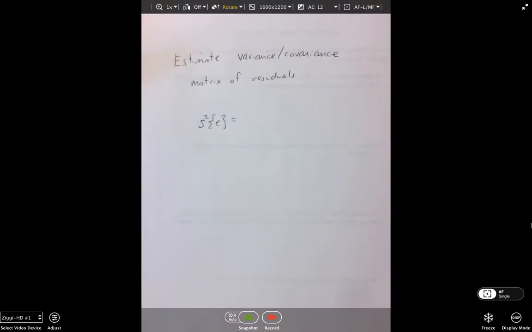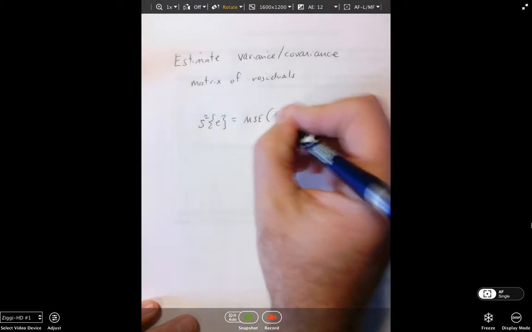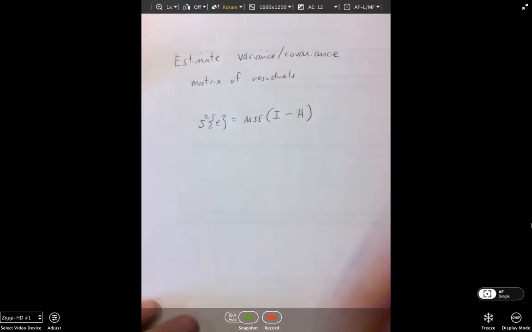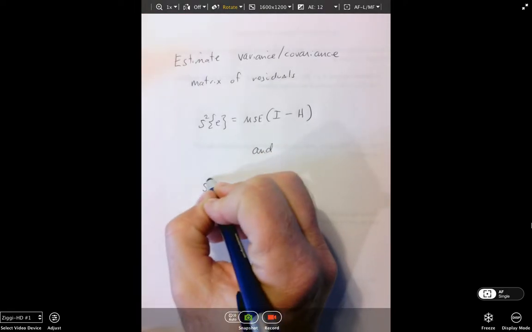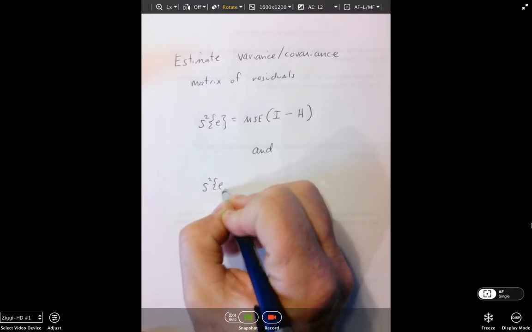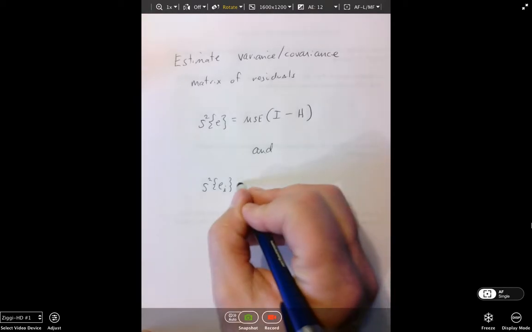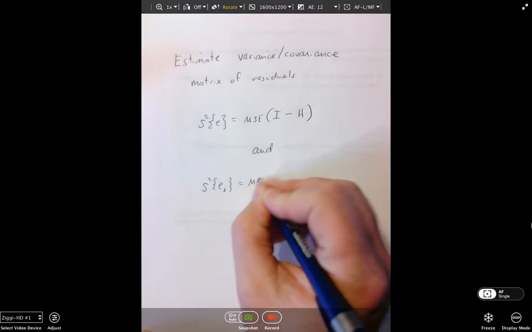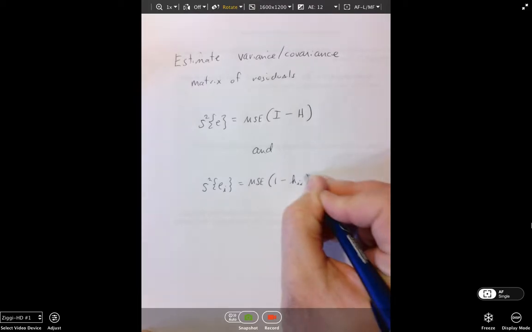the variance of our residuals can be found by taking the mean square error times I minus H. Furthermore, we know that the variance of a particular error is going to be the mean square error times 1 minus H_ii.